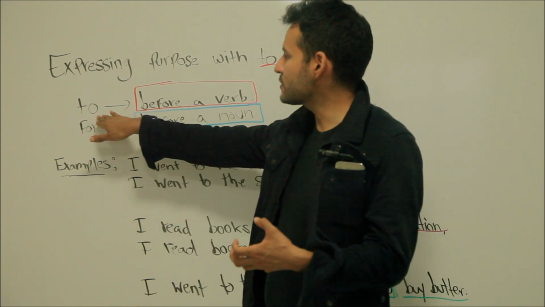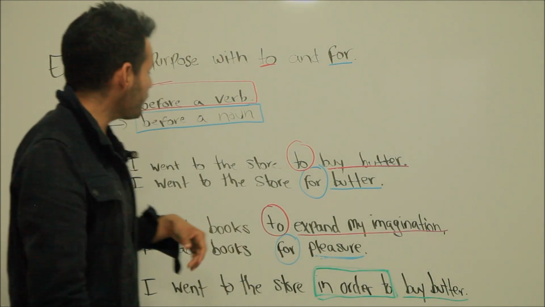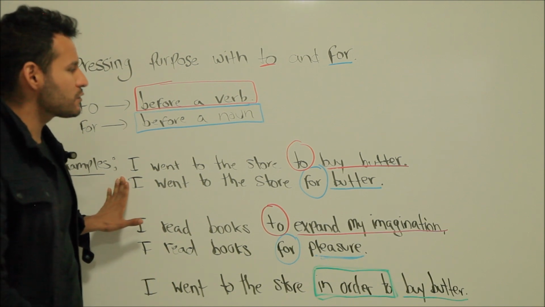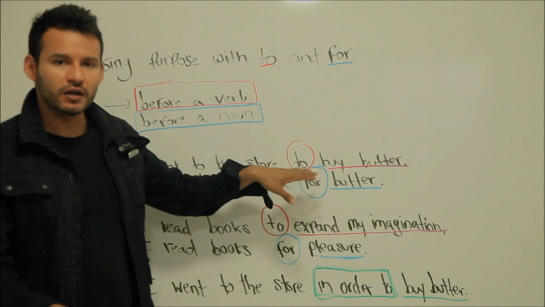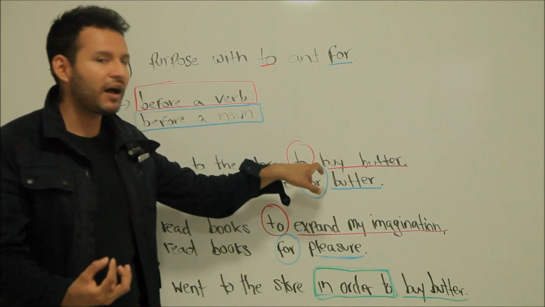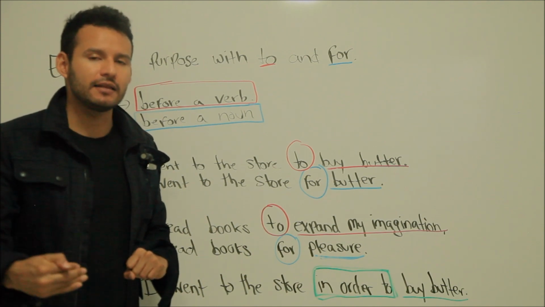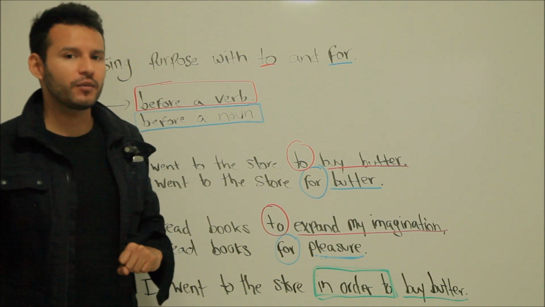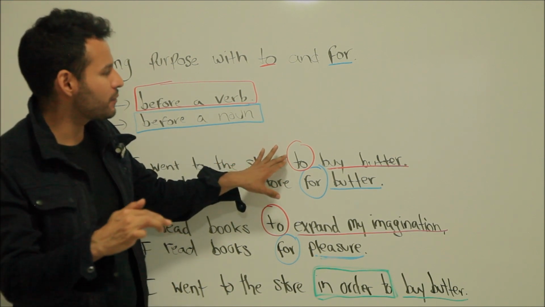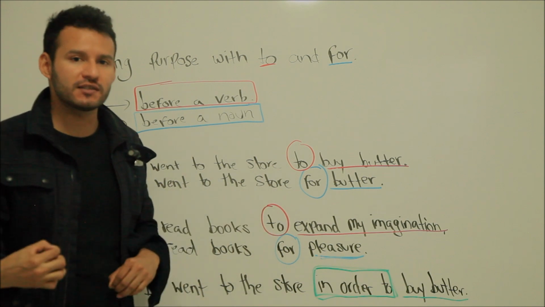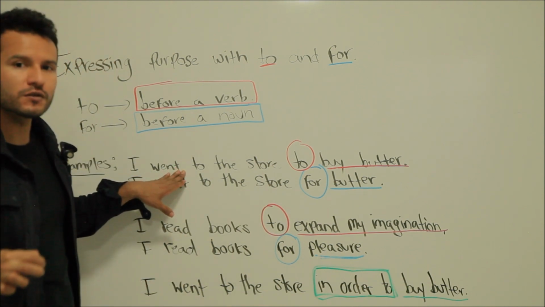What we need to use is to, if you have a verb. So for example, if I say I went to the store to buy butter, to buy butter is a verb, or buy is a verb, so we can't use for. We need to say to buy butter. And again, basically the expression or the phrase to buy butter in this particular case is the reason that I went to the store. So I went to the store.